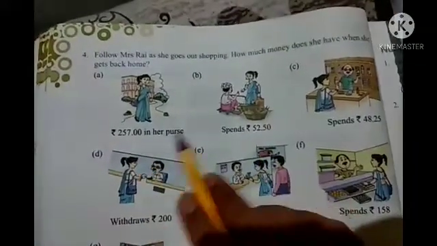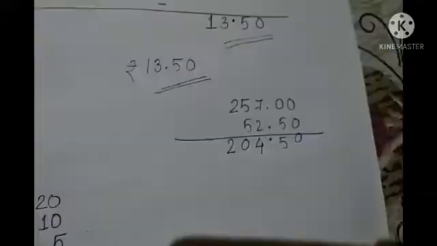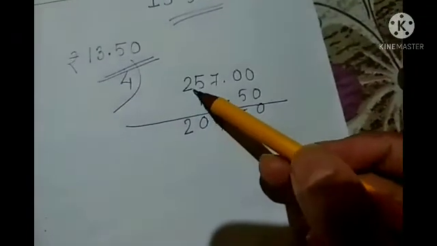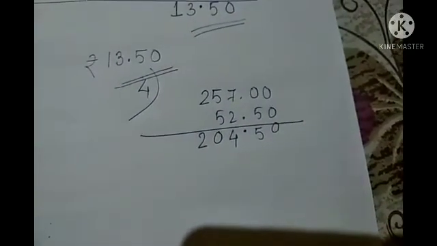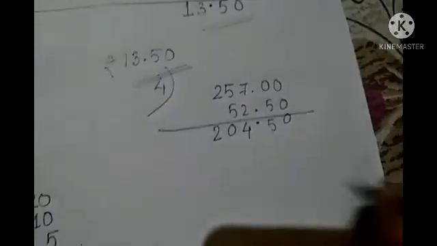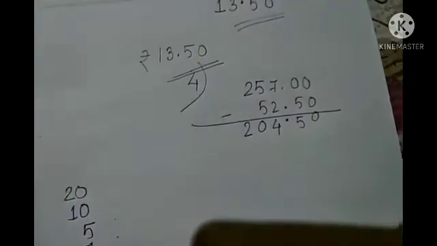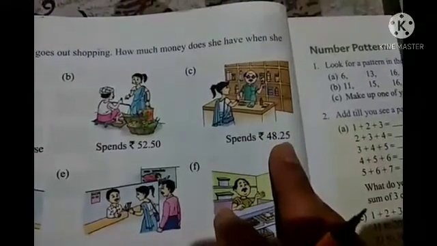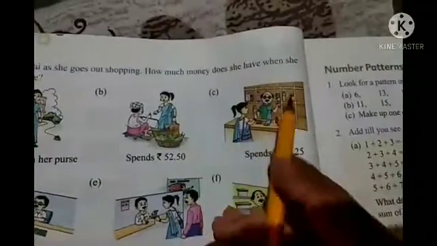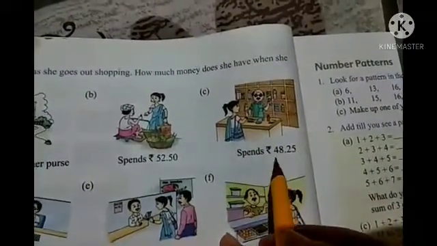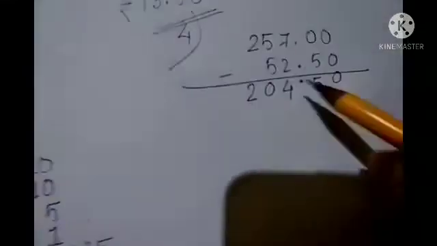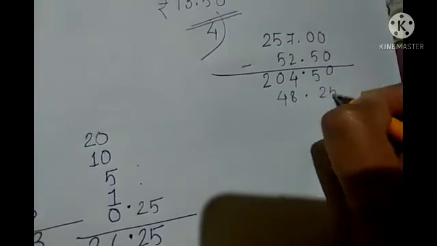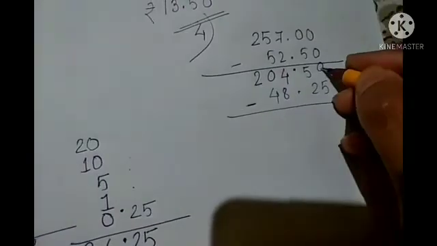That means from this money we have to subtract it. Right? So if we do so, question number 4. Okay. So 257 she takes, and spent rupees 52.50. So if we subtract, we will get this. Okay. Now let's see C. Spends rupees 48.25. So maybe she is taking some medicine from here. So she spent rupees 48.25. So from this money, we have to subtract again rupees 48.25.